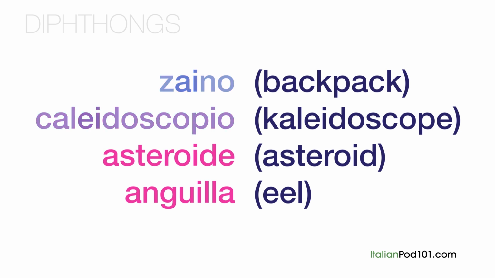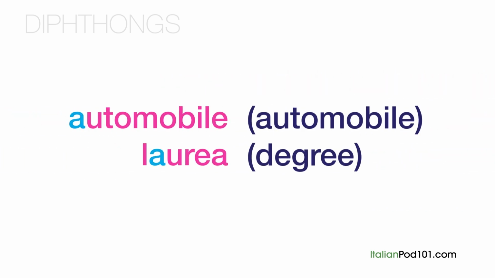Zaino. Caleidoscopio. Asteroide. Anguilla. Same if an A or an E is followed by a U. Automobile, laurea. Okay, I think you got the hang of it.